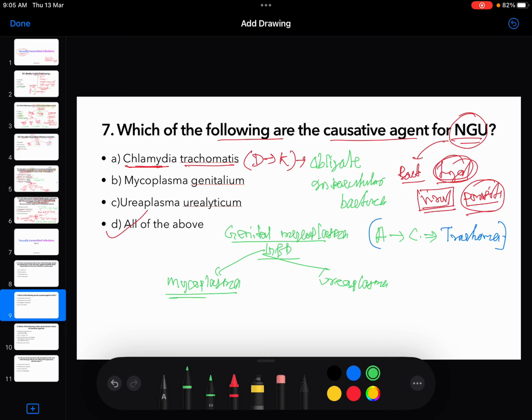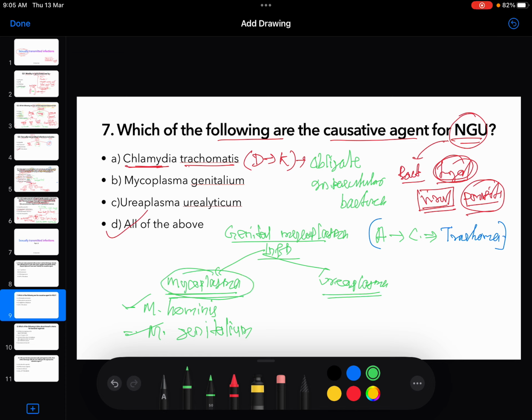Under the mycoplasma there are two species. One is Mycoplasma hominis and Mycoplasma genitalium. They are the most common causes of non-gonococcal urethritis in the mycoplasma, under the Mycoplasma genus.